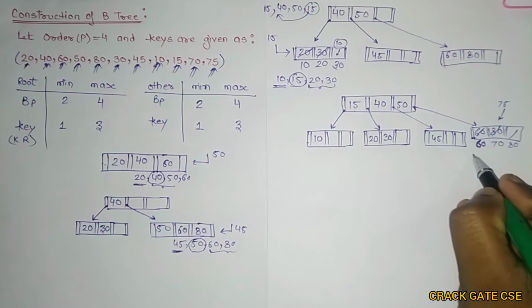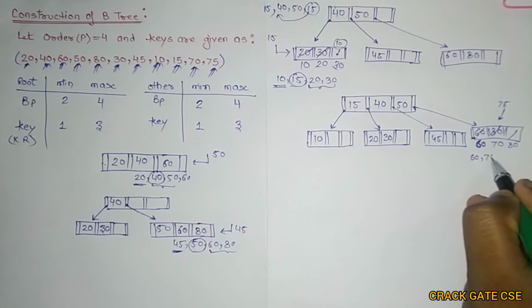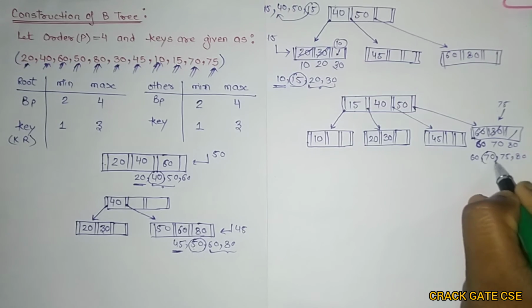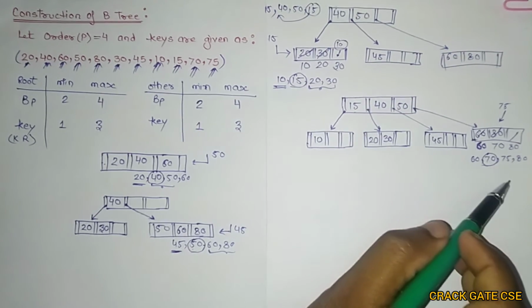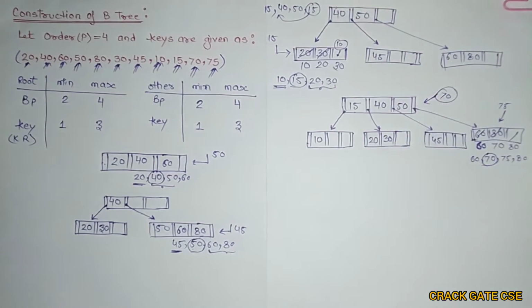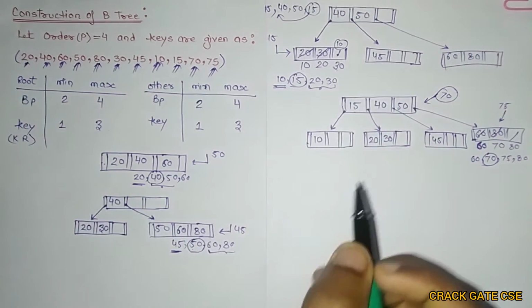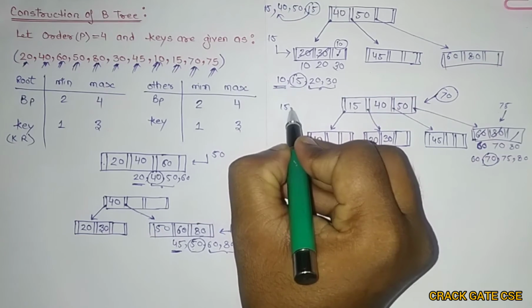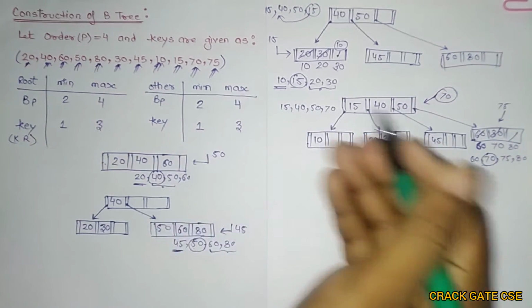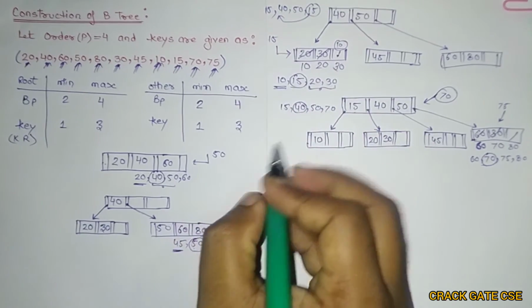So first we will be arranging the keys like 60, 70, 75 and 80. So what is the middle value? 70. So this 70 is supposed to move upward. Now this 70 is to be inserted here, but here also you can see that there is no space available. So again we have to perform the node split operation on this particular root node. So it will be 15, 40, 50 and 70. So again we have to find the middle value, which is 40.